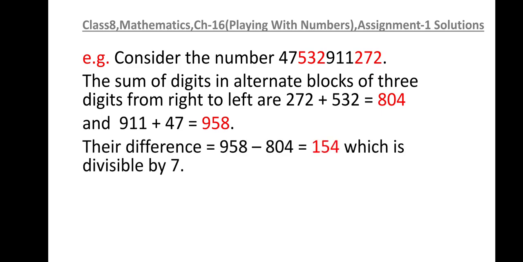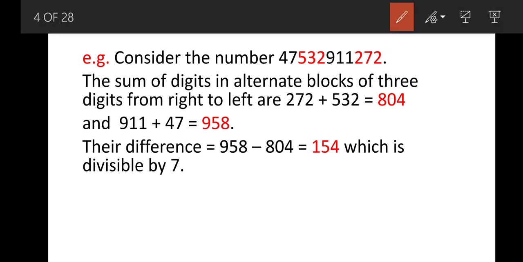Taking the difference, it will be 958 minus 804, which is equal to 154, and which is divisible by 7. So what we have done in this number, we have taken the alternate blocks of 3 digits. The numbers in red are in one block, that is 272 and 532. I have taken them together, I have written them in red, and it is equal to 804. And numbers in black are in another block. We need to take the alternate blocks, so we have left these black numbers 911 and 47.